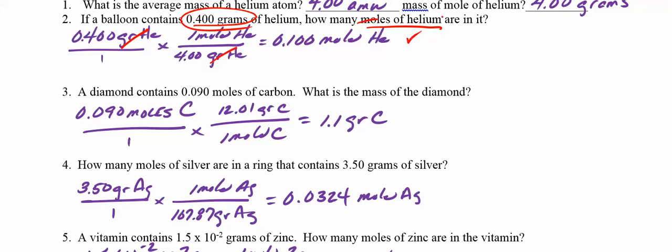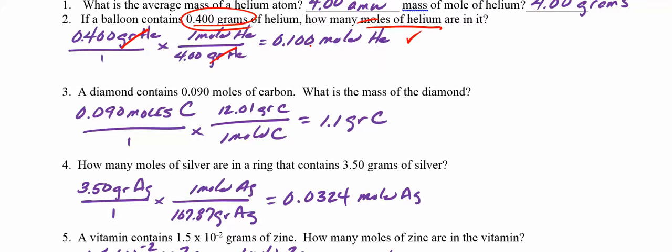0.100 moles of helium. Notice on the 0.400 there are 3 significant digits. On this number, 4.00, there are 3 significant digits. So I want to have 3 significant digits in my solution. This 0 here is a leading 0, and so leading zeros are never significant. I've got 1, 2, 3 significant digits in my answer, so I'm satisfied with that answer.